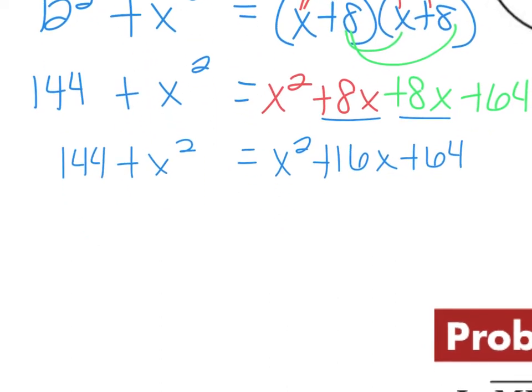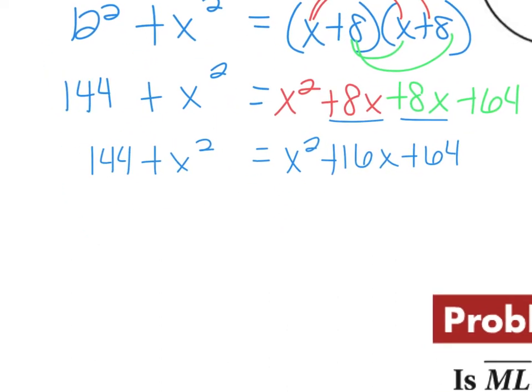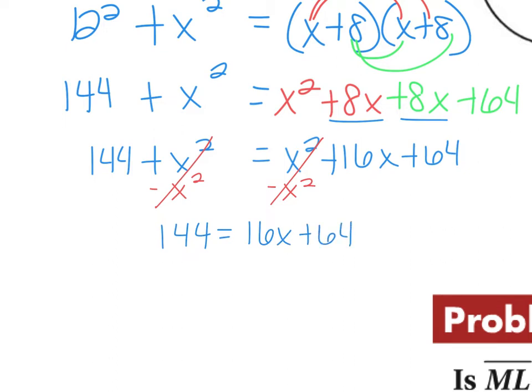So let's move our x squareds over to the same side. So I'm going to minus x squared because that one's positive. Minus x squared, minus x squared. Look what happens. Those cancel and those cancel. So poof, the x squareds are gone, making our life a lot easier. I'm just going to bring everything else down. So 144 equals 16x plus 64.